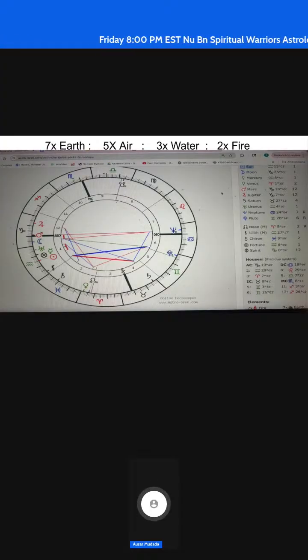Then the next question is, what do you know about Mercury? What do you know about Uranus? See, this is where knowledge of each planet is very helpful. So we do have a conjunction between Mercury and Uranus in the first house.